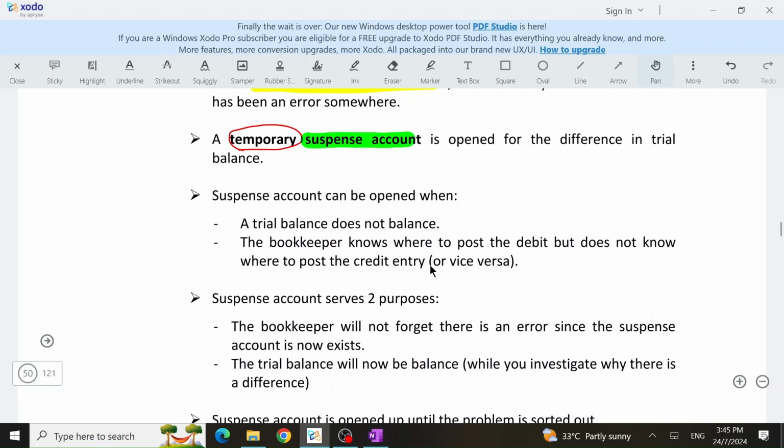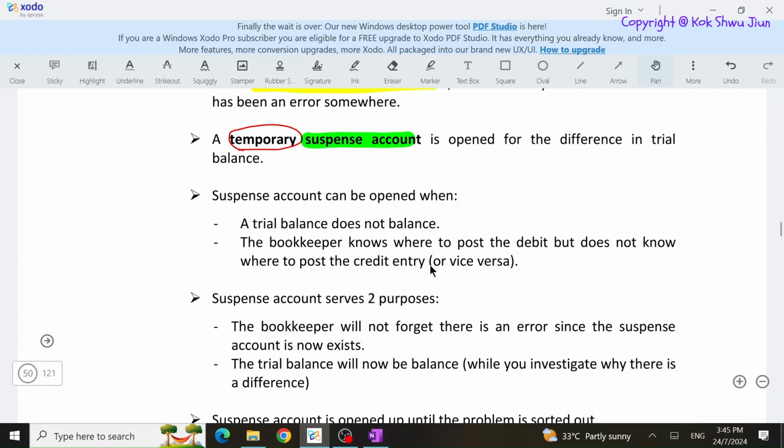Okay, what does this mean? For example, you receive money, 5,000. Where to debit? Debit bank lah, right? Siapa pun tahu, debit bank. So you debit bank. Lepas tu dia credit mana? Sometimes dia tak tahu because of lack of information. This 5,000 from who? Pay for what?